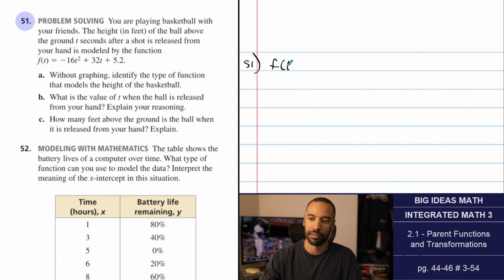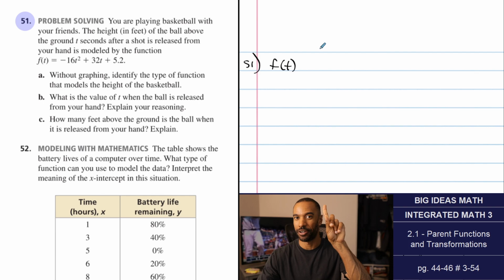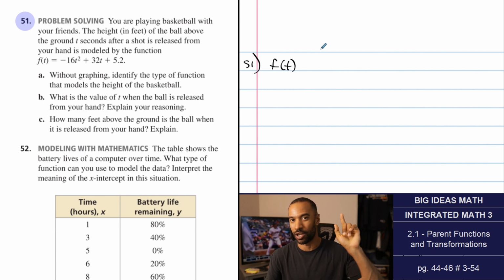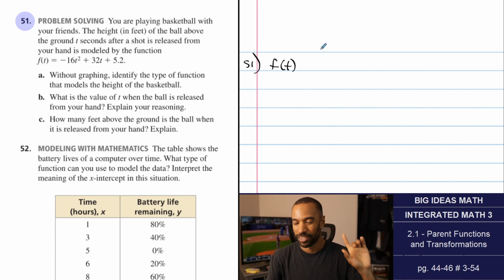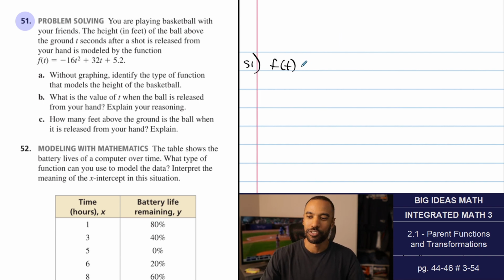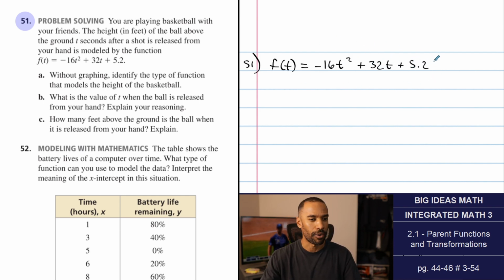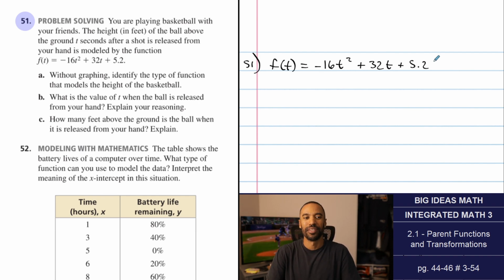So f of t, and if I don't put a card up here, because I might not know how the cards work, I'll put something in the description section down below. The card should be fine. All right, f of t equals -16t squared plus 32t plus 5.2. I'll tell you everything about this right now if they don't ask me to answer it. Oh, they are going to ask me to answer it, so never mind.